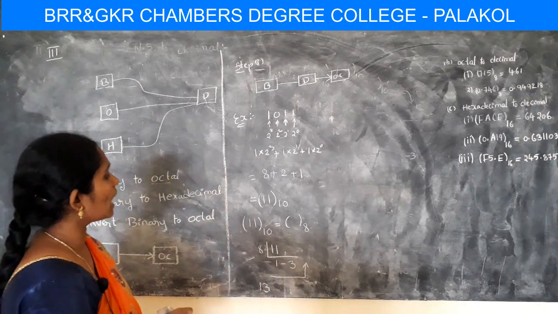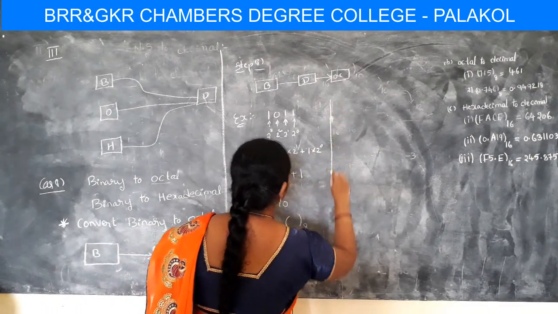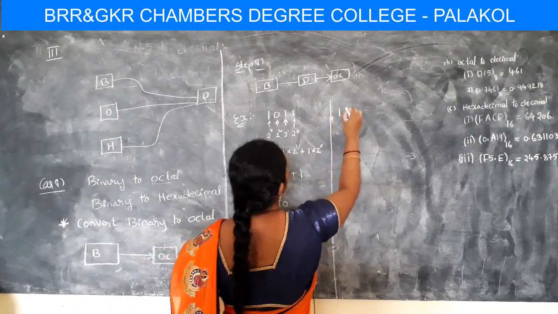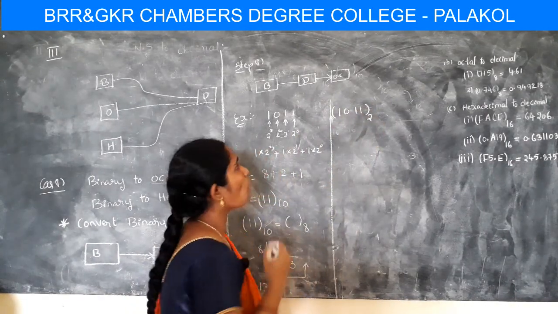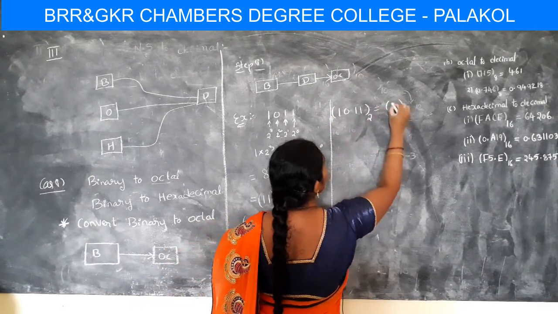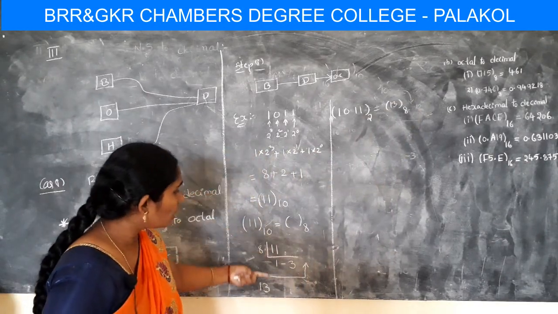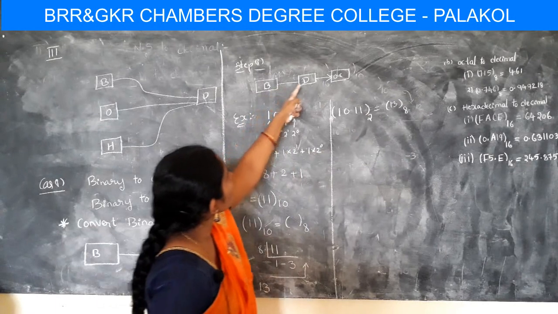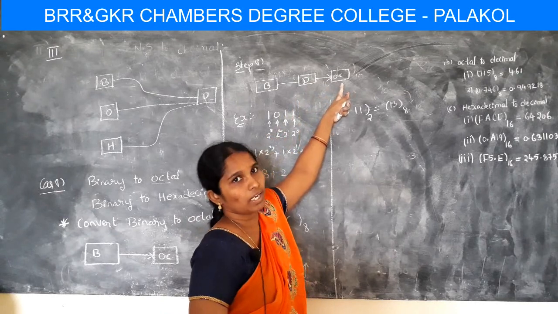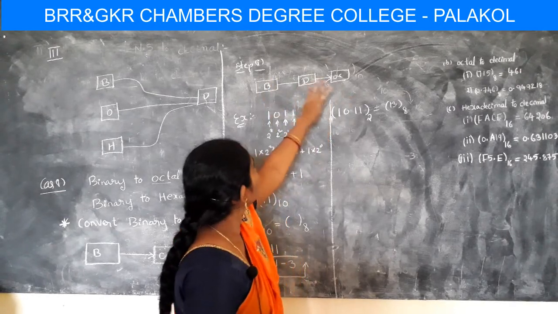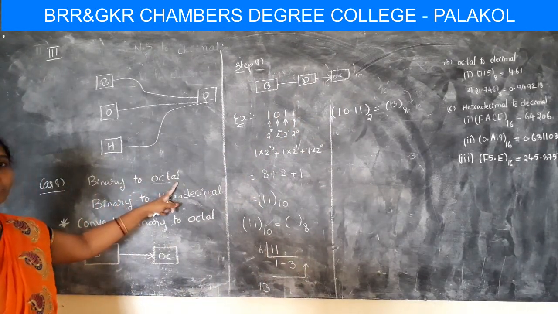Therefore, the final answer for this question is: the binary value 1011, the corresponding octal number is 13. In this way we will do the procedure. First of all, the given number is converted into a decimal number. After that, this decimal number is converted into an octal number. This is the procedure for binary to octal.